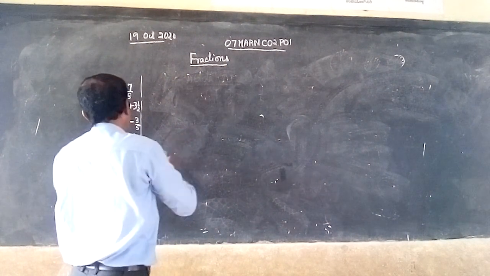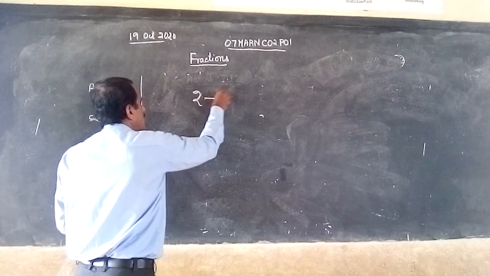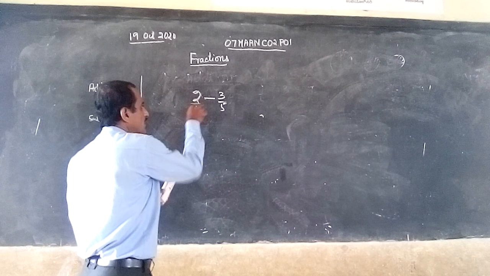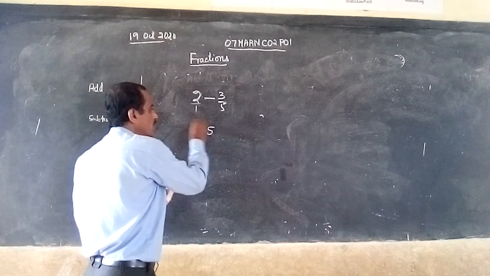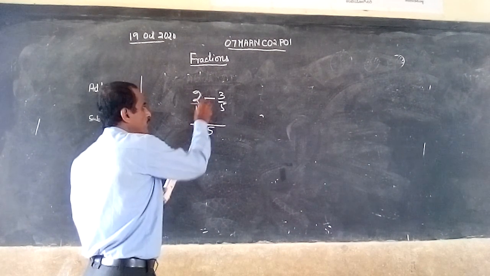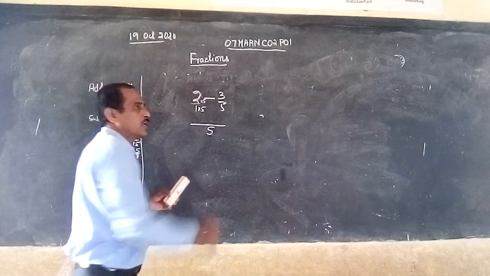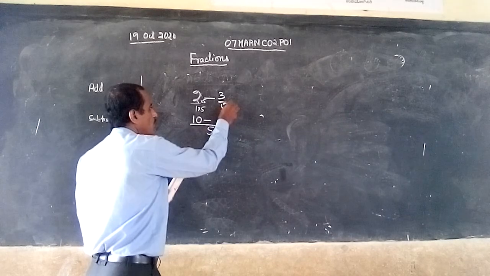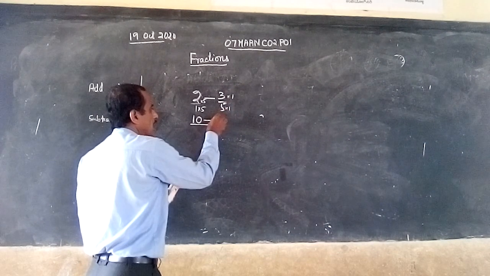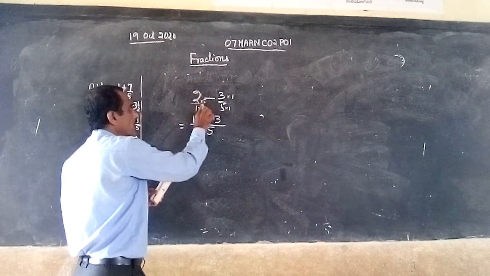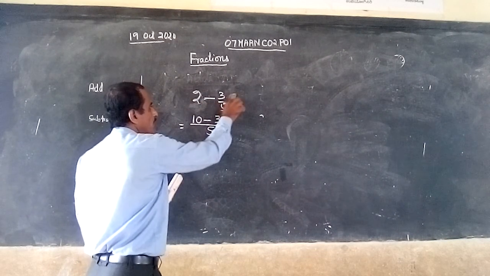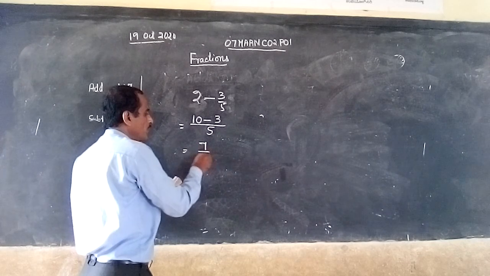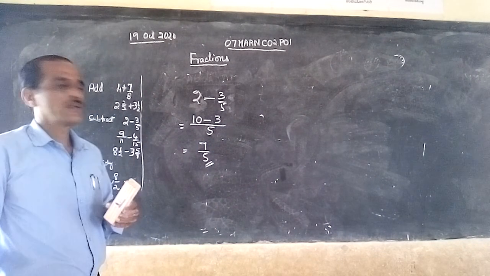Let me see another problem. Say 2 minus 3 by 5. Here also, suppose the question is like this. Here 5 is the LCM. To get 5 you have to multiply by 5 to this 1. If you multiply by 2 to this 5, it becomes 10 minus 3 by 5. So 10 minus 3 by 5 is equal to 7 by 5. So like this you can subtract the fractions.